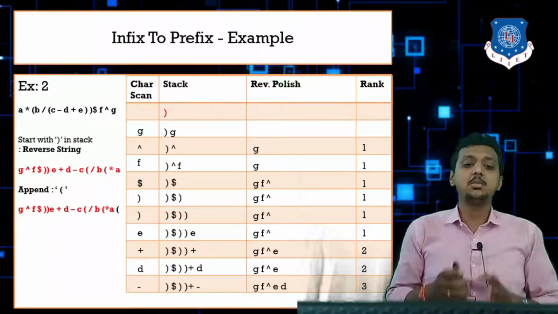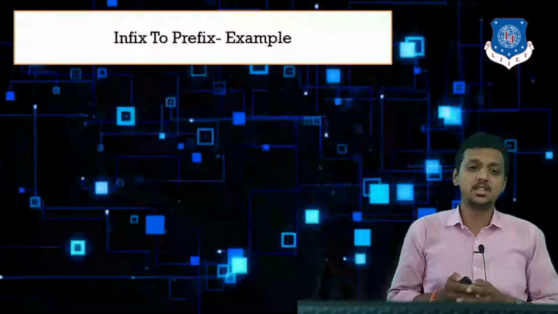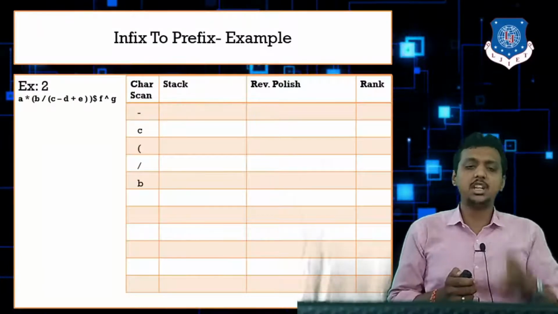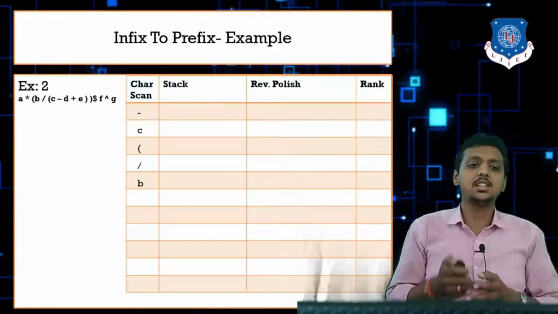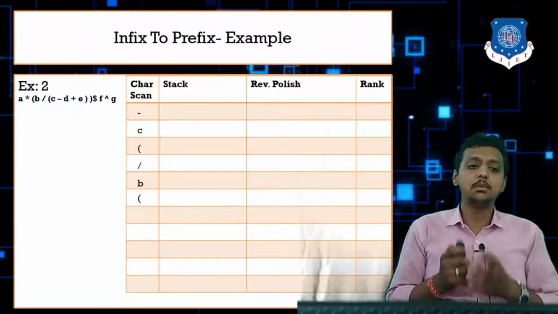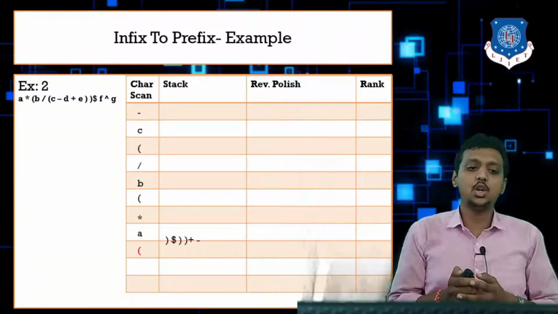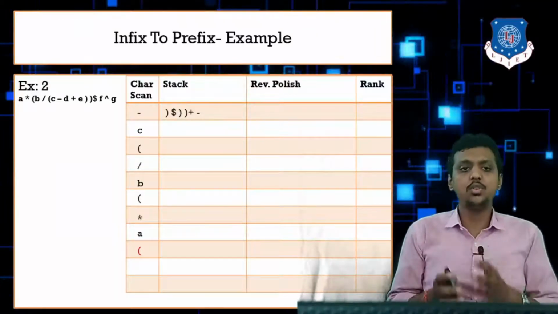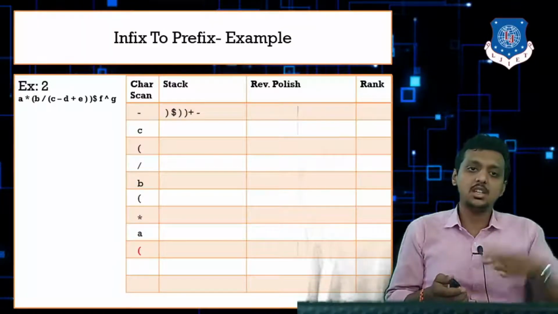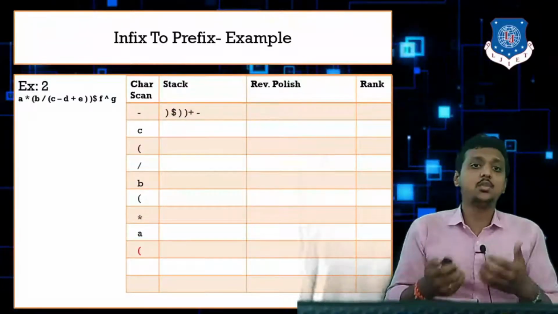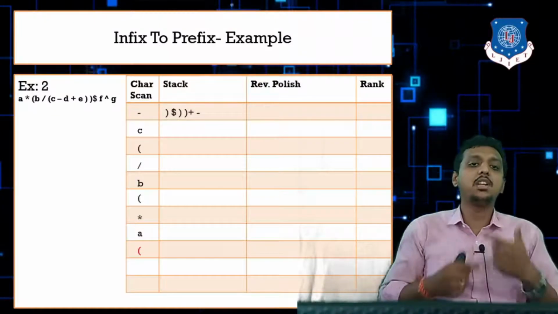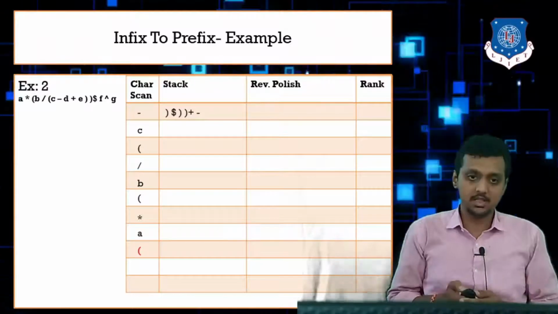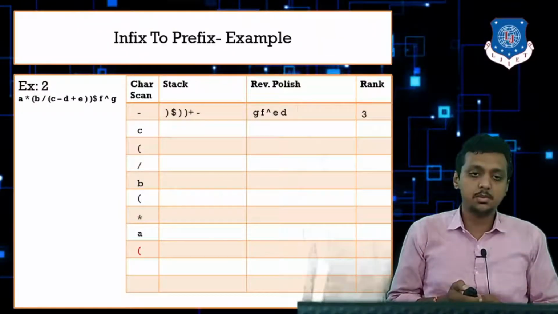The remaining term is GF caret ED. First I write down the remaining terms that I have: minus C opening bracket division B opening bracket star A opening bracket. Why am I repeating the minus again? Because we just left this minus in the previous line, so we get a better idea of what our last step is. I'm repeating the last operation we did for converting the infix expression into prefix.